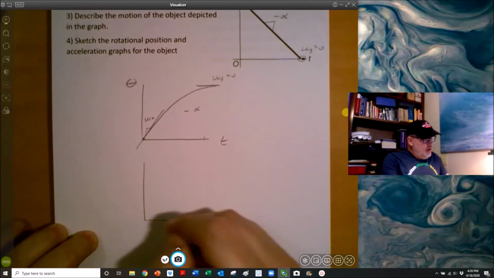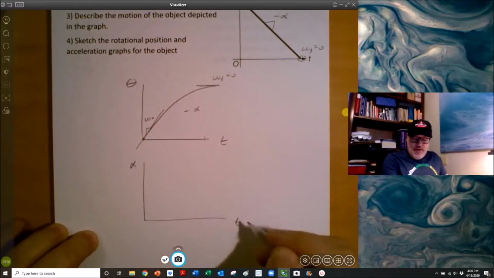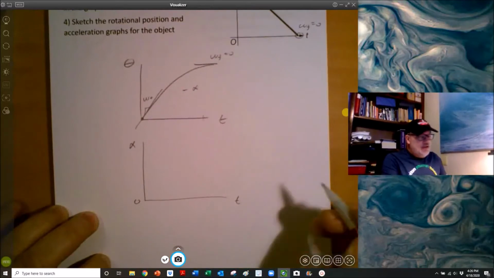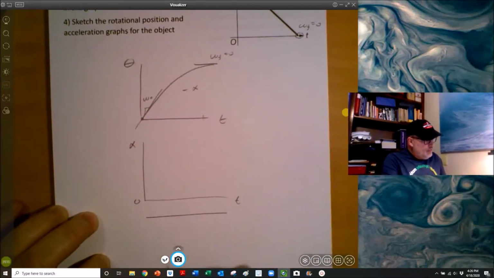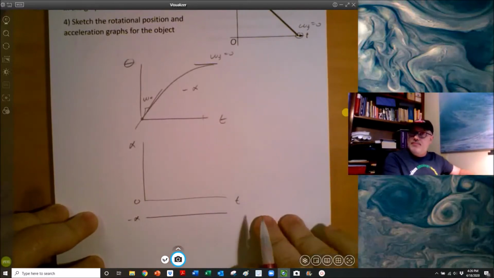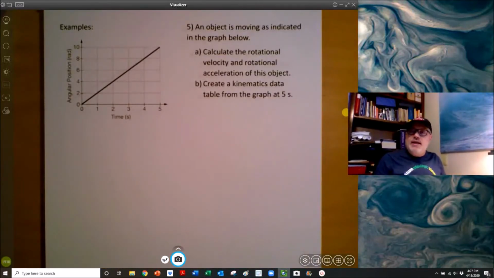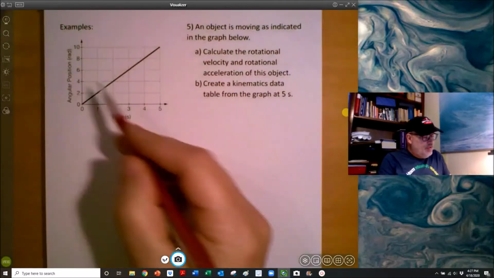And then our acceleration versus time is much easier. It's just a negative constant, like we said before. So there we go. There's our negative constant acceleration down here. And that was it.